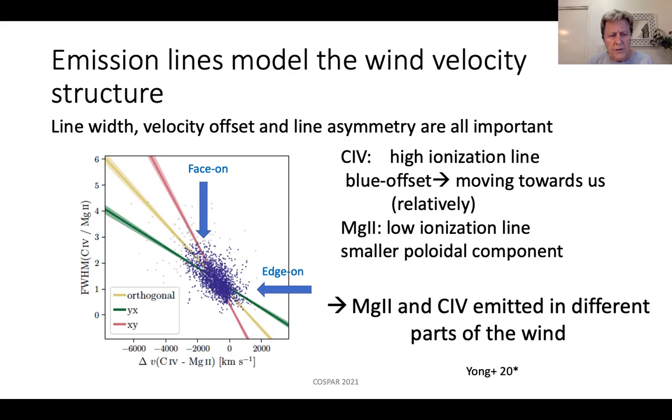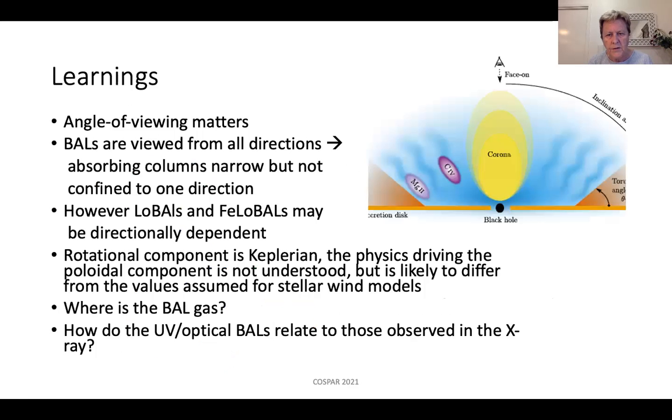And so what this suggested then is that the carbon-4 line is moving towards us, so it's in that upper part of the wind, whereas the magnesium-2 was in the lower part of the wind, and so had a larger rotational component and a smaller poloidal component. Very strongly, this suggests, and you know, there is no other way of interpreting this, that the carbon-4 and the magnesium-2 are emitted in different parts of the winds.